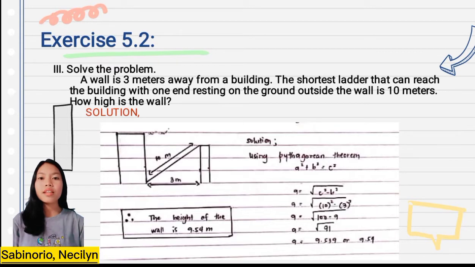100 minus 9 is equal to the square root of 91. So a is equal to 9.539, and when we round off, it is equal to 9.54. Therefore, the height of the wall is equal to 9.54 meters.